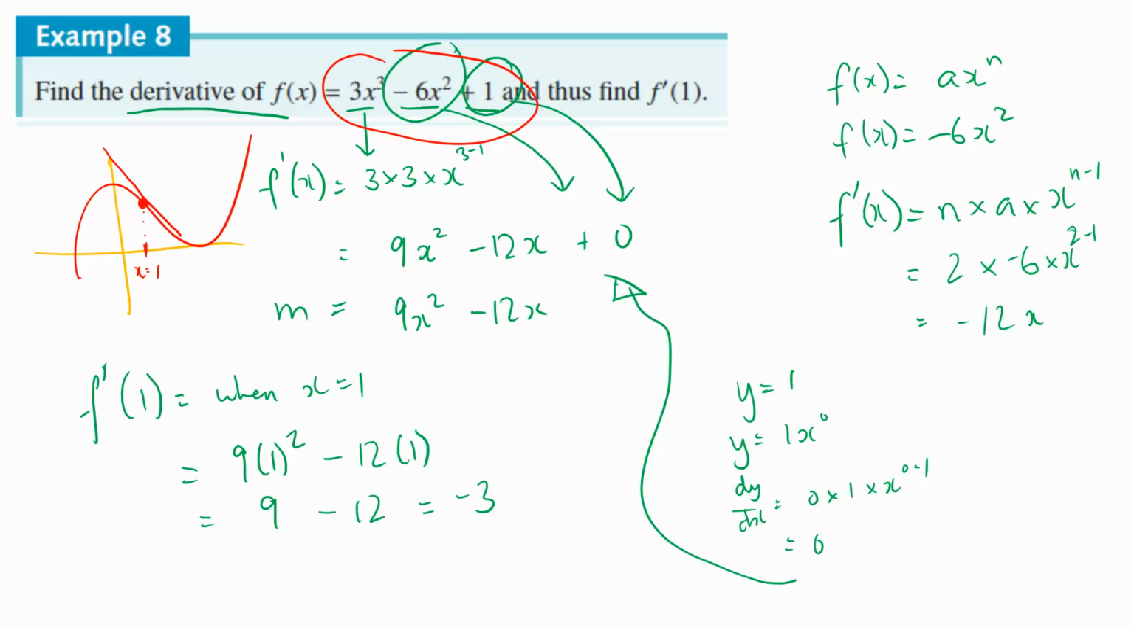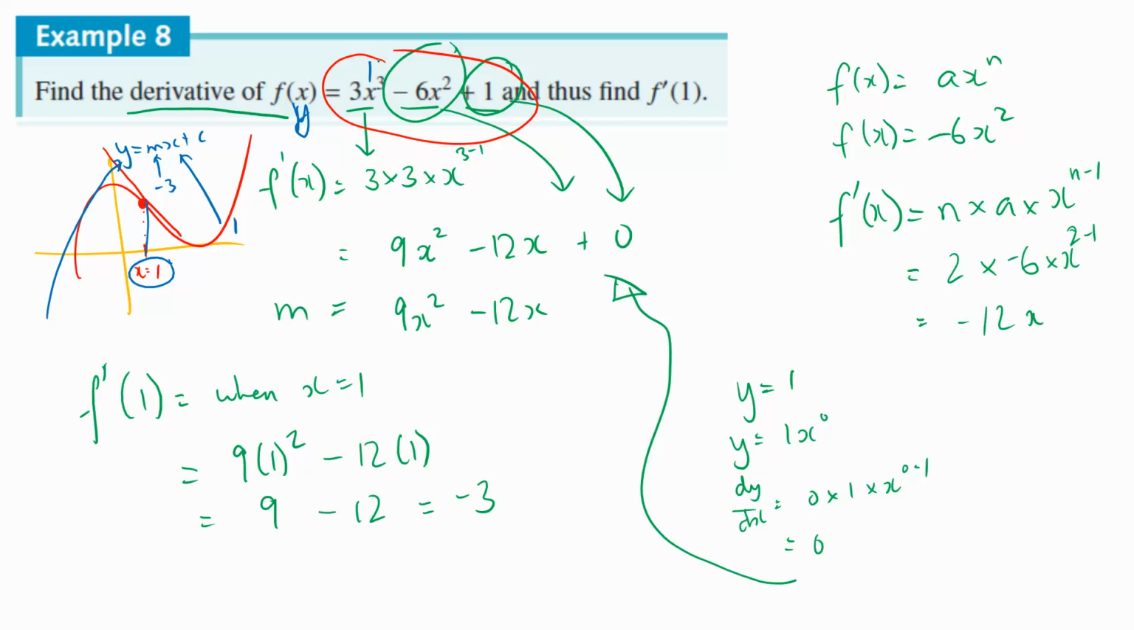Okay, so if I had to draw this again, if I had to emphasize what you just did here, you just found the equation of this straight line, which is the tangent line, y equals mx plus c. You just found the gradient. It's negative 3. You know the x coordinate is 1. So how do you find the y coordinate? Well, when x equals 1, sub it in. This is your y value.